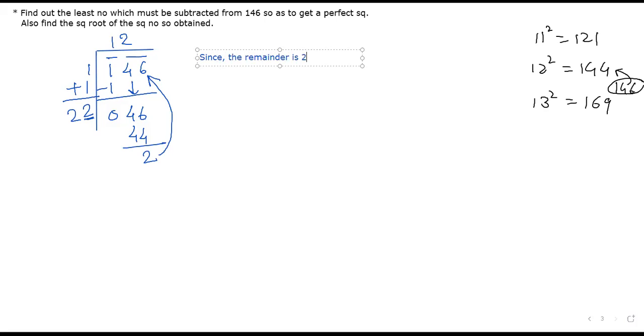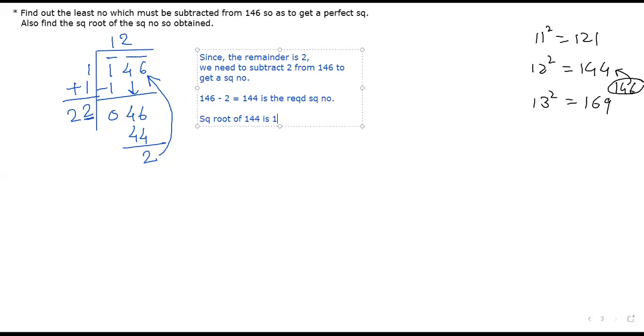Since the remainder is 2, we need to subtract 2 from 146 to get a square number. So 146 minus 2 is equal to 144, which is the required square number. Yes or no? And the square root of 144, we have already got the answer, is 12.